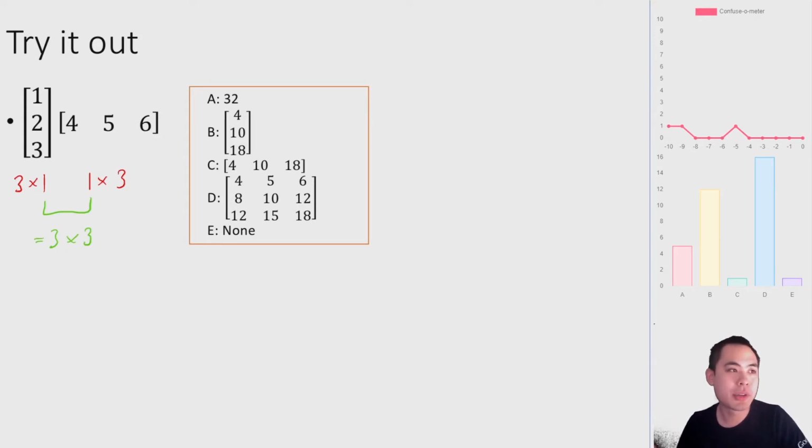And how does this look? What happens is you have your first row, which is just this 1, and you multiply it by the first column here, which is just this 4. And so that gives you the first row, first column entry.